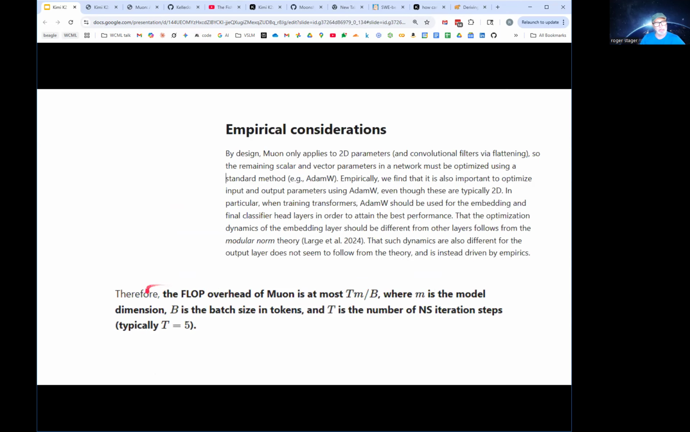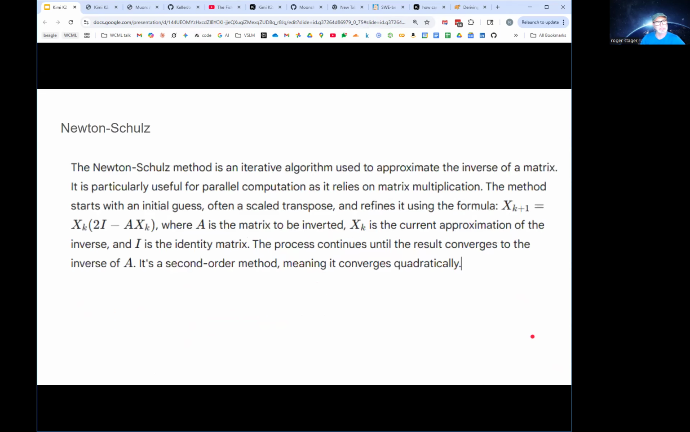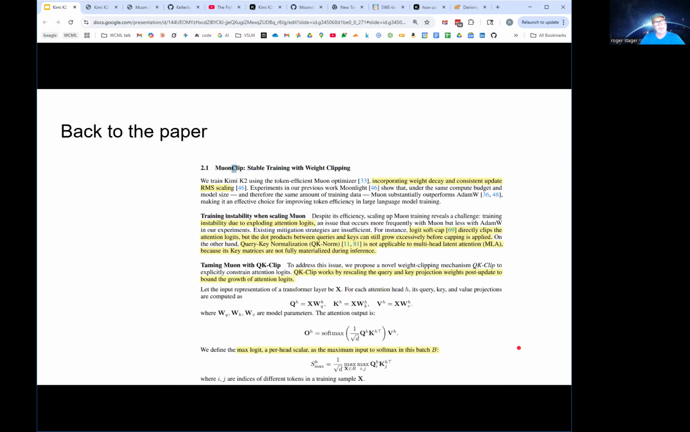This was one that, again, I need to go back and figure out. They said the overhead is related to TM over B, where M is the model dimension, which typically means the dimension of the hidden state, but maybe they actually mean the parameter dimensions, batch size, and number of integration steps. That would make sense. Newton-Schulz is basically an efficient, iterative way of approximating the inverse of a matrix, doing inversion.